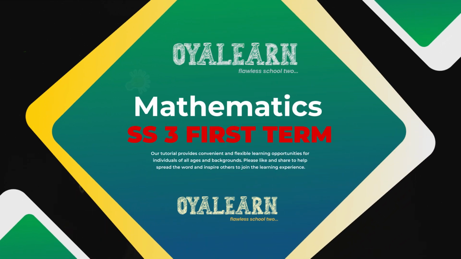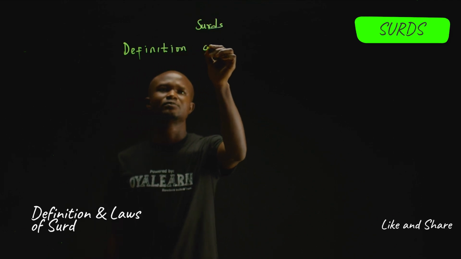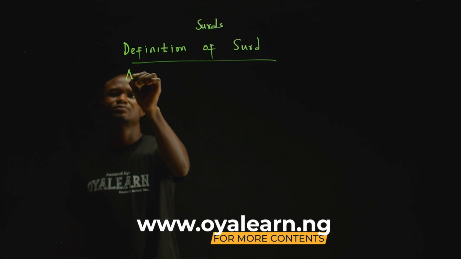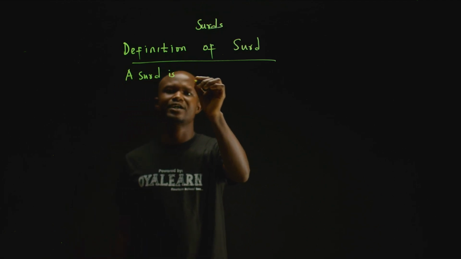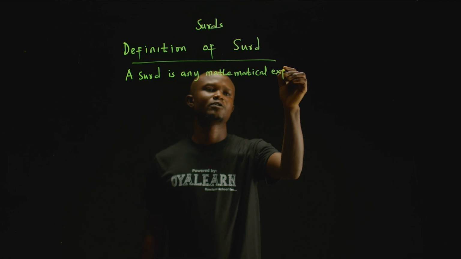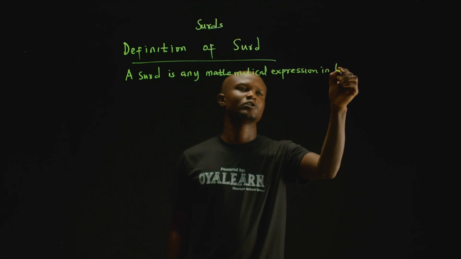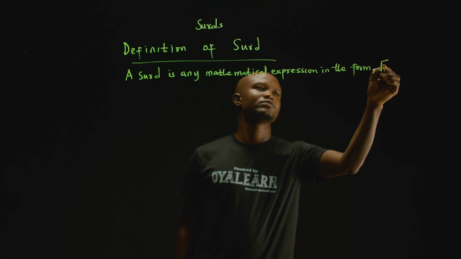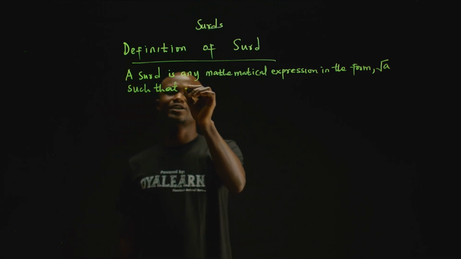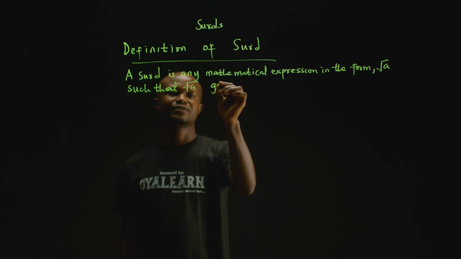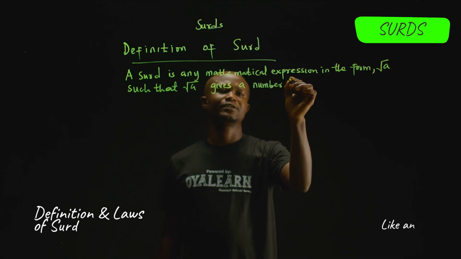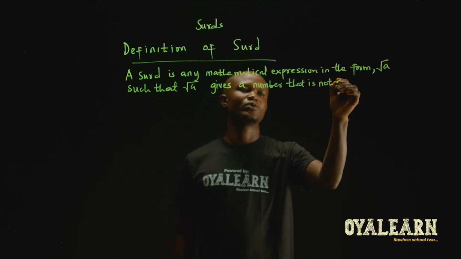Definition of surd. A surd is any mathematical expression in the form square root of a, such that square root of a gives a number that is not a whole number.